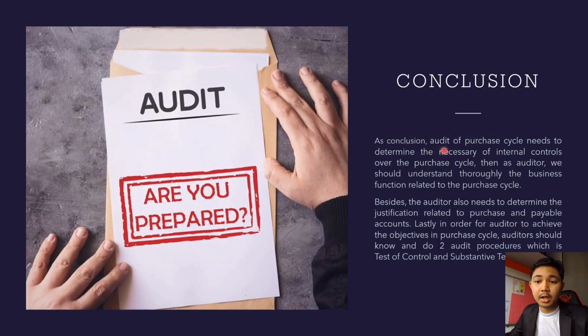As a conclusion, the audit of the purchase cycle needs to determine the necessity of internal controls over the purchase cycle. As auditors, we should understand thoroughly the business functions related to the purchase cycle. Besides, the auditor also needs to determine the justification related to purchase and payable accounts. And lastly, in order to achieve the objective in the purchase cycle, auditors should know and do two audit procedures, namely test of control and substantive test.